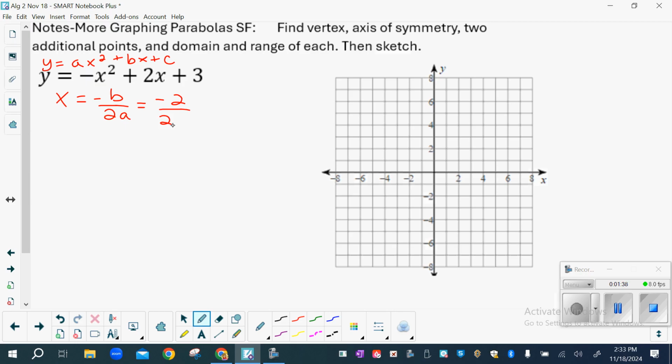You're taking a test. And a is a negative 1, so this is negative 2 over negative 2, which is 1. So now how do we find our y value of our vertex? Yeah, we substitute it into the equation. So we have y equals, now pay attention here. I'm going to put the letter in as blue. So we're substituting a 1 in there for the x.